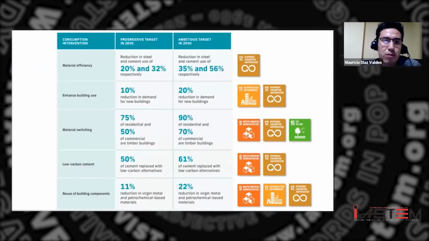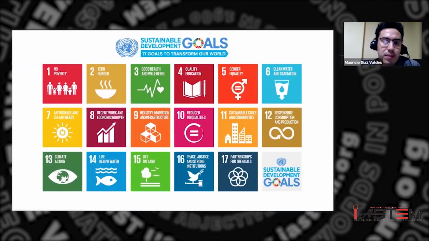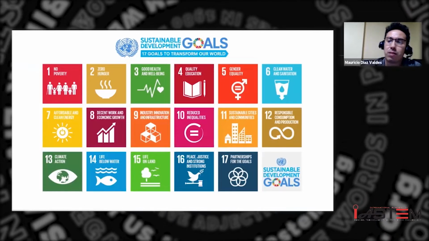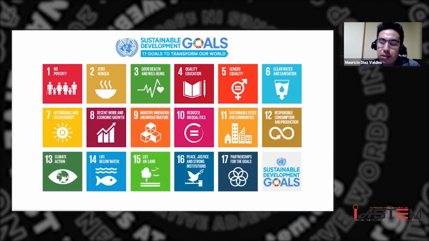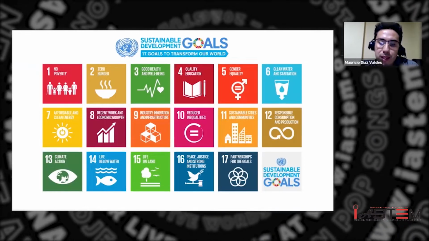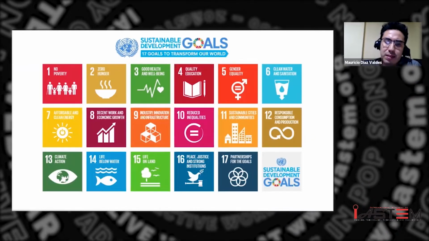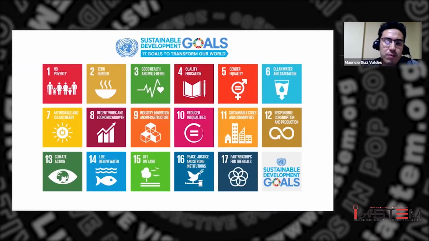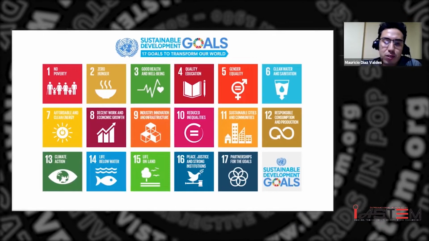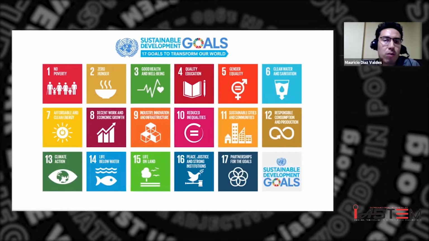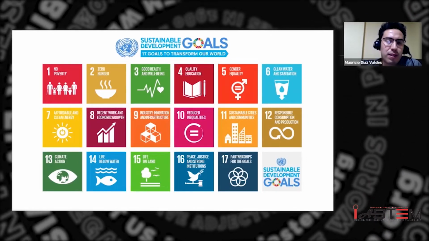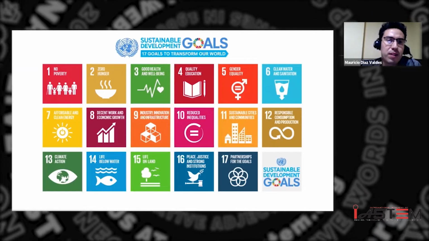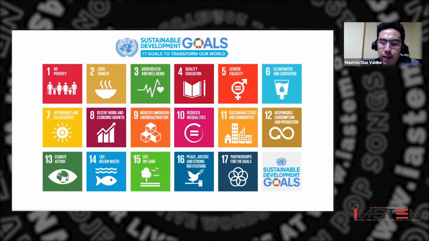Well, as you will know, we have these 17 goals developed by the United Nations in 2015, which say that we should face all of these problems. And the big thing is that architecture is in 4 of these main goals. That is very important, and we should develop and change these practices in architecture.